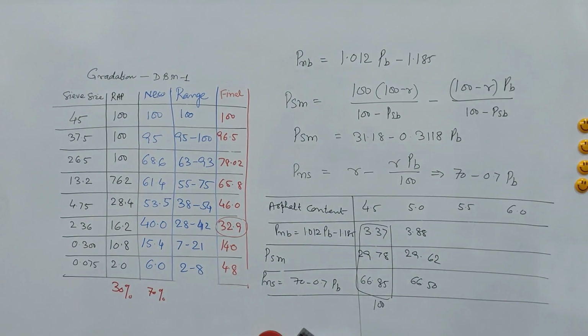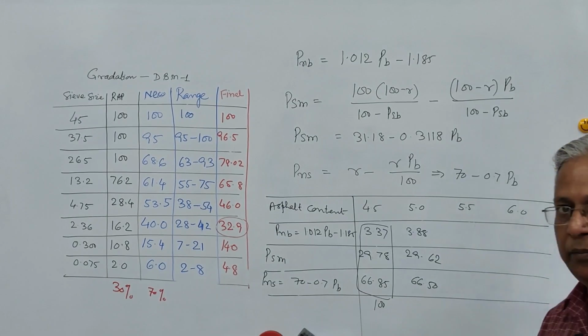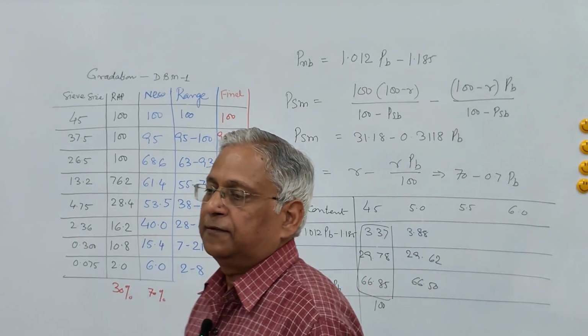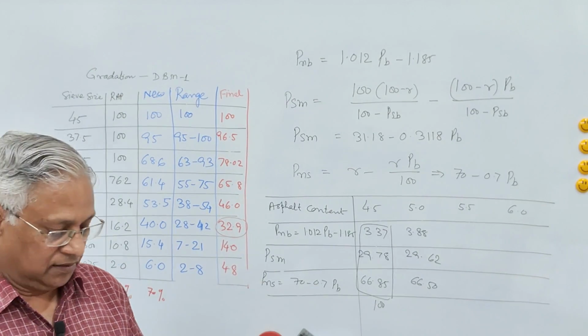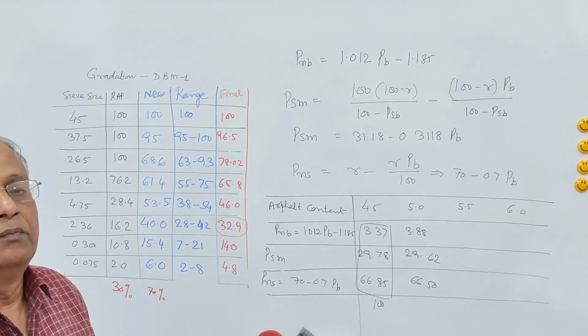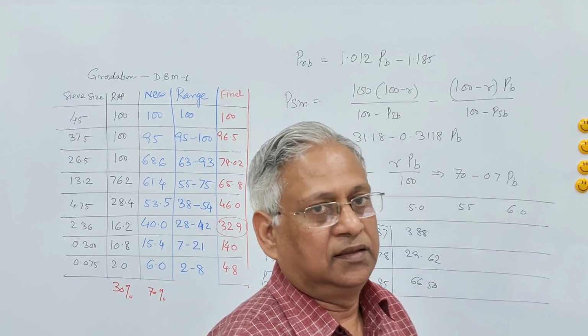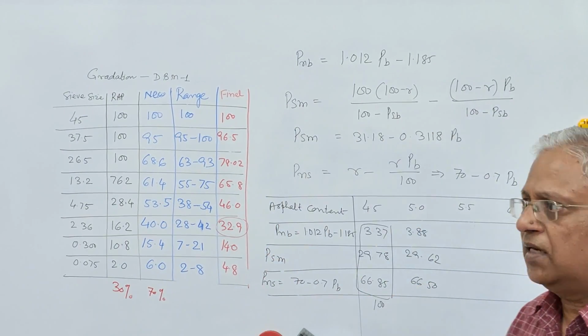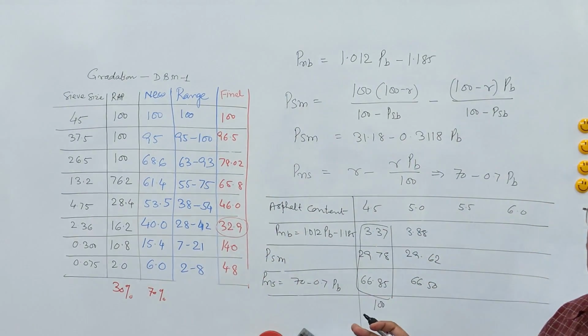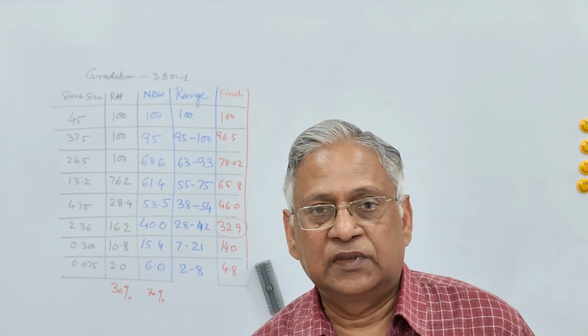So that is how you calculate the percentage of each component to prepare the Marshall specimen. And after preparing Marshall specimen, you find out the optimum binder content. So that is how we design the hot mix asphalt with wrap material.